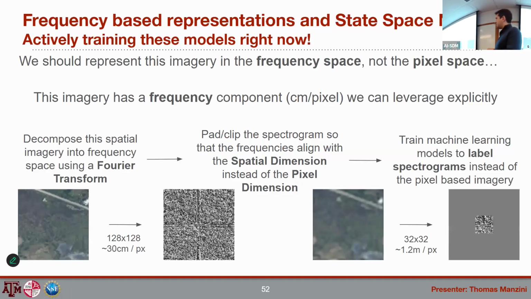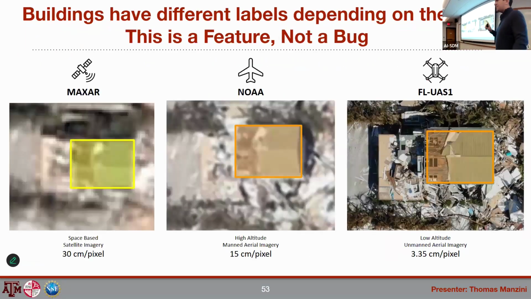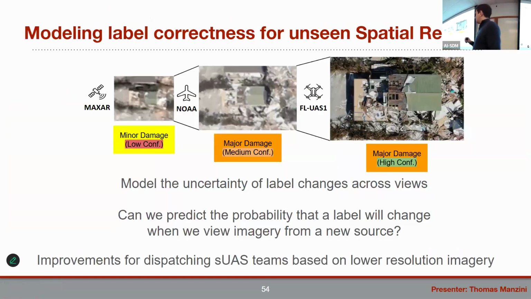So let's quickly talk about some future work. This frequency-based stuff, we're actively training models on this. Again, if you've got thoughts, I'd love to chat. There's some really interesting stuff here. The second is this quirk that we have. Some call it a quirk; I think it's actually a feature, not a bug, which is that every source has its own label.